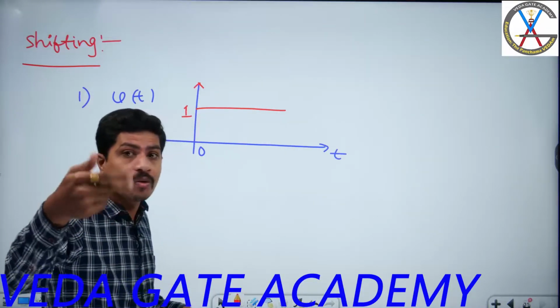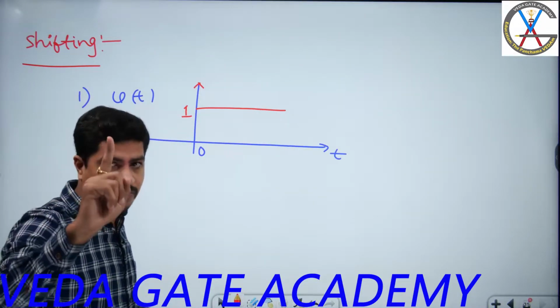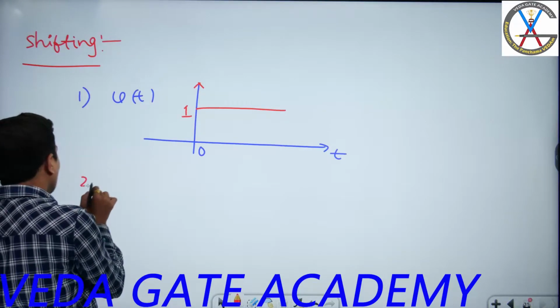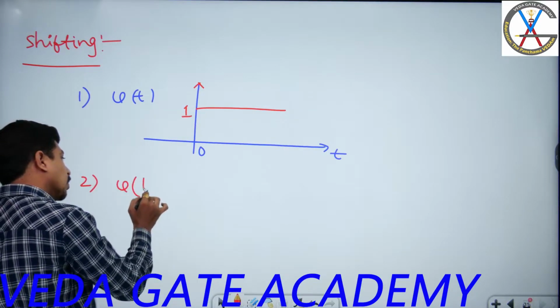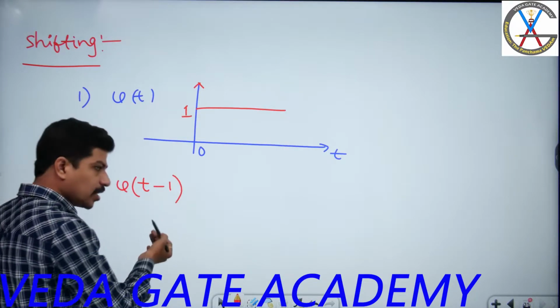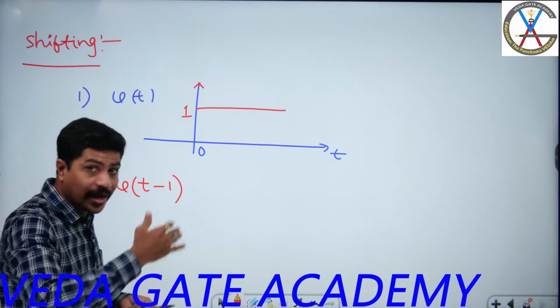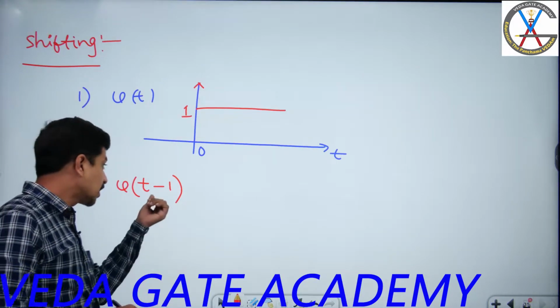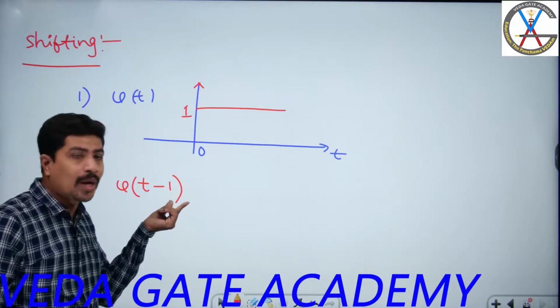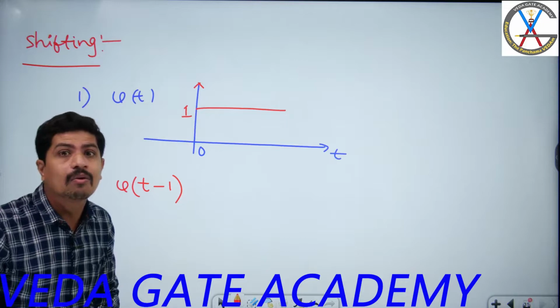How many units do you want to shift to the right side? Suppose 1 unit. Then it is called u of t minus 1. The variable t is shifted towards the right side. Sir, how to know it is the right side? t minus 1 is equal to 0, t is equal to 1, where the signal should start.